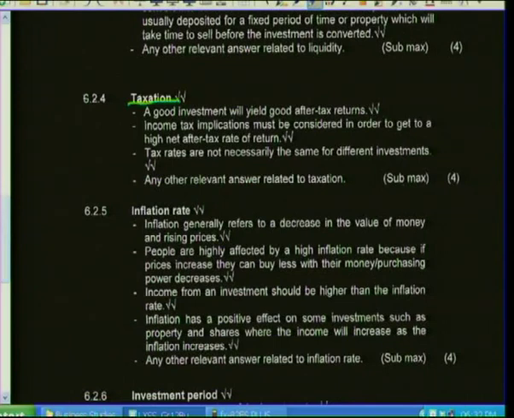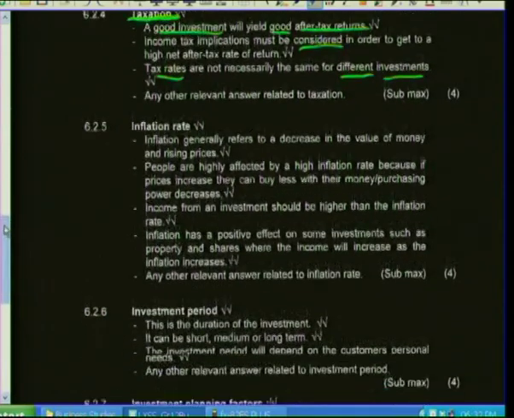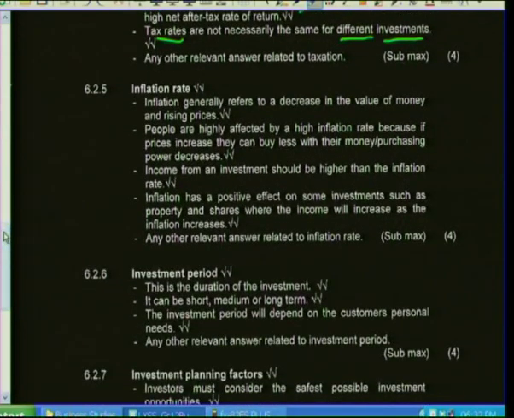I also have taxation. This is a factor that I need to look at, because remember, every single investment that you have will be taxed. It says a good investment will have good after-tax returns. Because we are forced to pay tax, we still want to get a good return after that. Income tax implications must be considered because remember, different tax rates will be paid on our different investments.